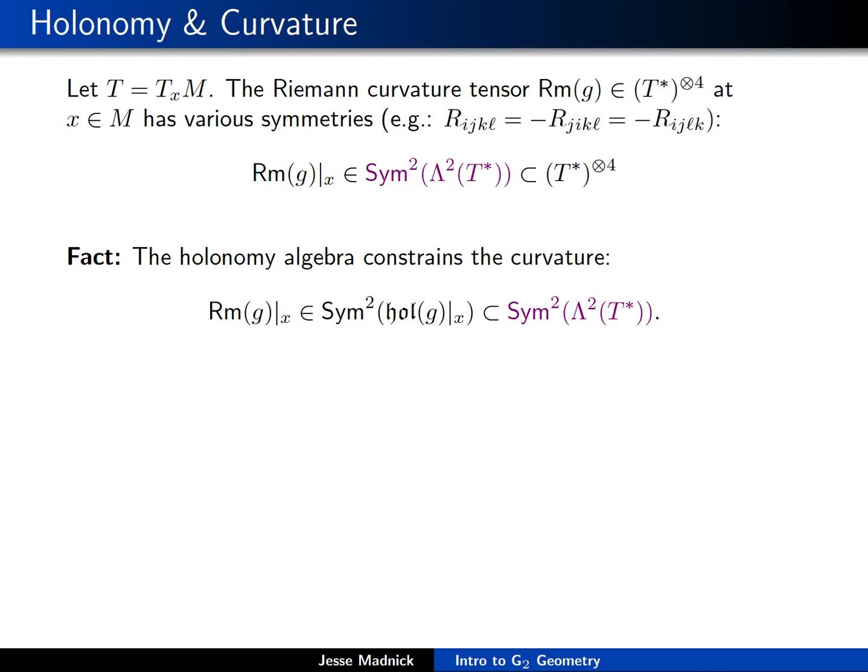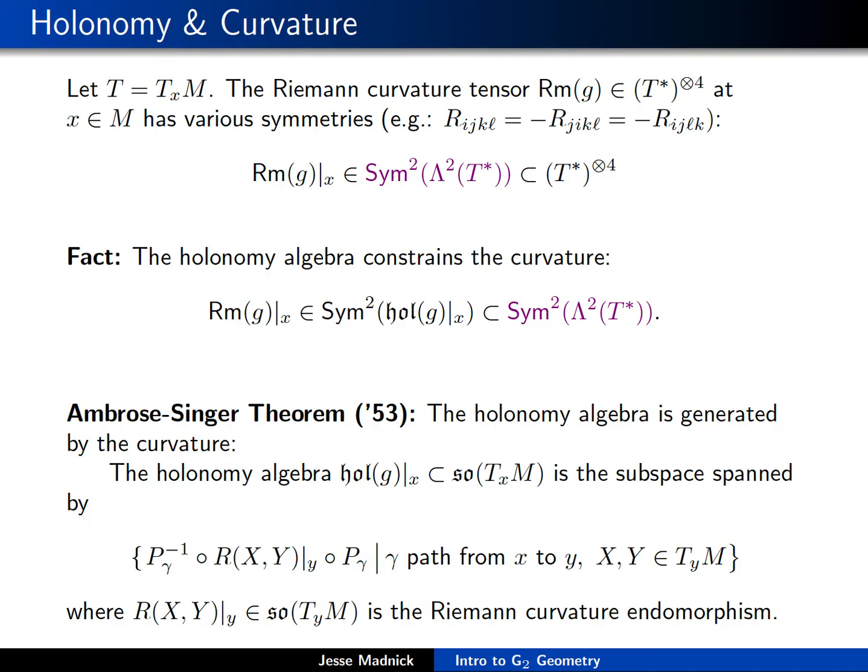And in fact, the holonomy algebra constrains the curvature. The Riemann curvature tensor lies in a subspace. It lies in Sym²(hol_x), where we're thinking of hol_x, the holonomy algebra, as contained in Λ²T*. And so what this means is that the smaller your holonomy group, the smaller your holonomy algebra, and that means that there are more constraints on the curvature. So the smaller your holonomy group, the more constraints there are on the curvature. So for example, if your holonomy is trivial, then your Riemann curvature is 0 and your metric is flat.